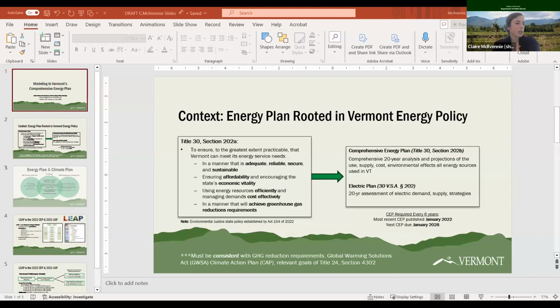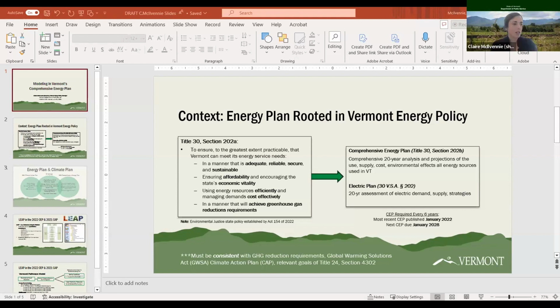And I will say before moving on, this is a plan that's coordinated by the Department of Public Service in consultation with all the other state agencies that are impacted and contribute to energy work in the state, but it must be consistent with greenhouse gas requirements and the Climate Action Plan in Vermont, which is pursuant to our Global Warming Solutions Act, which was passed in 2020, which is a plan written by the Vermont Climate Council, which has participation from the agencies, but is guided by a broader body of stakeholders.